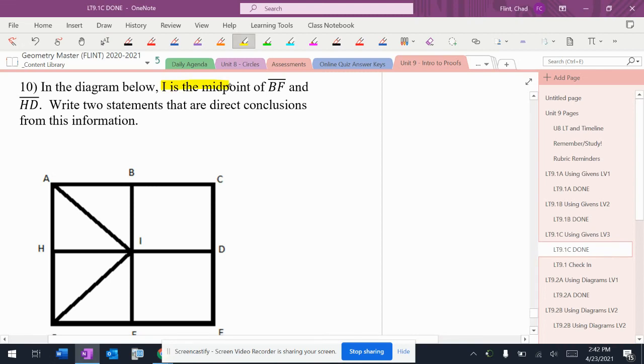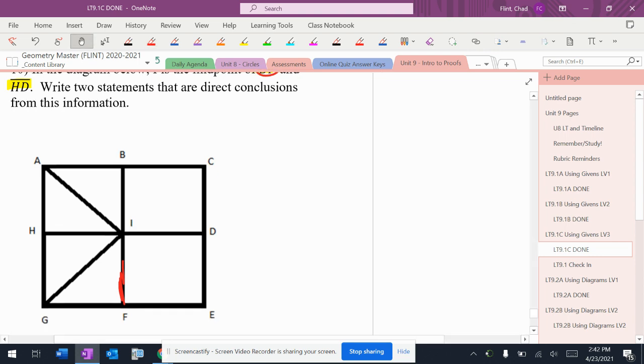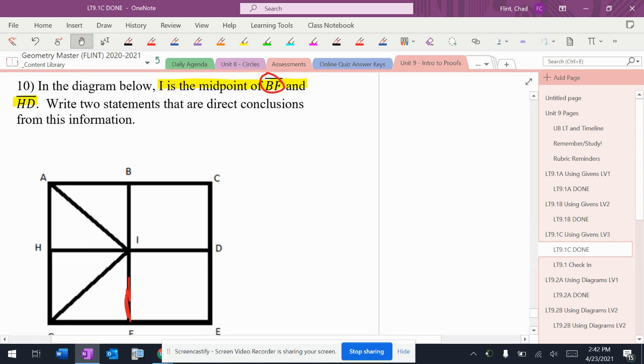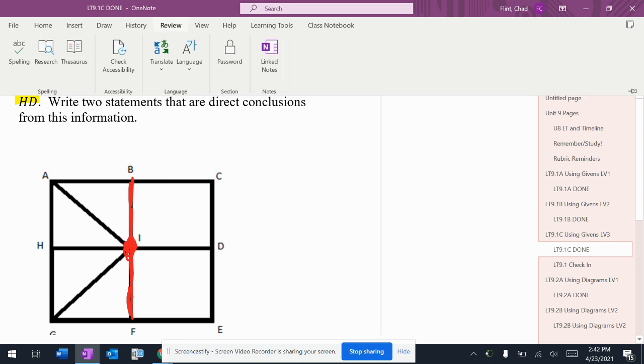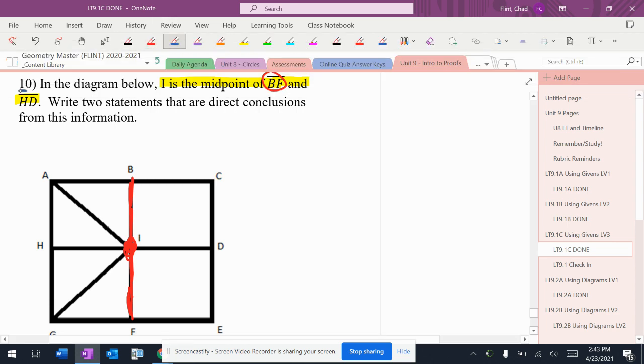Okay, so it says I is the midpoint of BF and HD. So I have I being the midpoint of two things. Let's be careful here. BF is this side. No, actually, I think that's supposed to say BE. No, BF is okay, sorry. BF is right here, the red side. So I is the middle of that, and I is also the middle of HD.